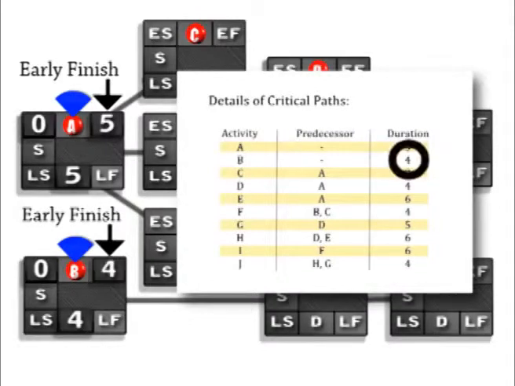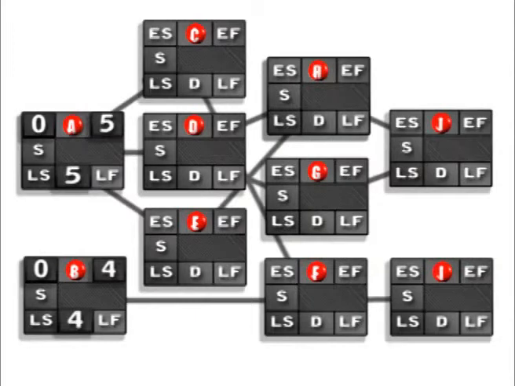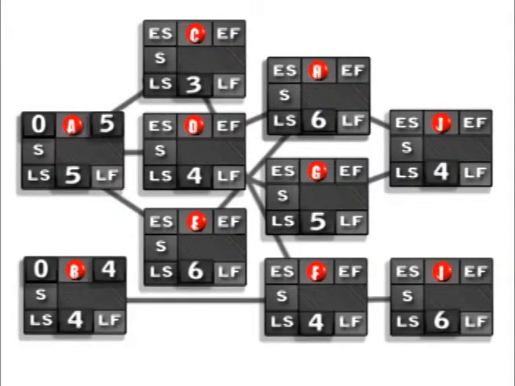0 plus 4. All right, so we've done the first 2 tasks. Now we're looking at this diagram and we see out of activity A that we have 3 arrows. We don't have to make any choice. We automatically know that the early start for each one of those activities is going to be 5.